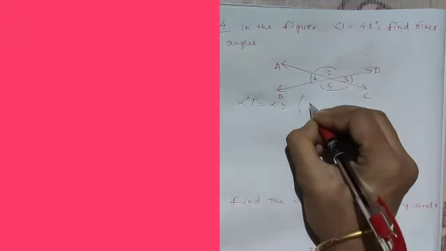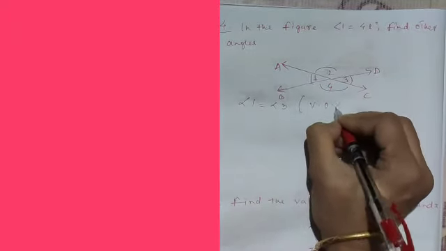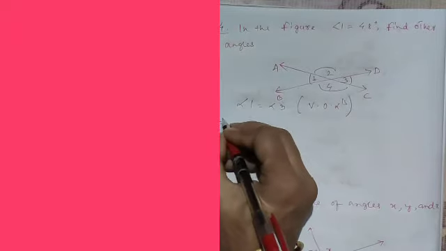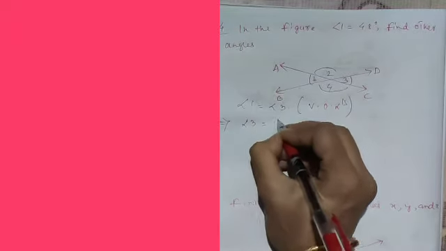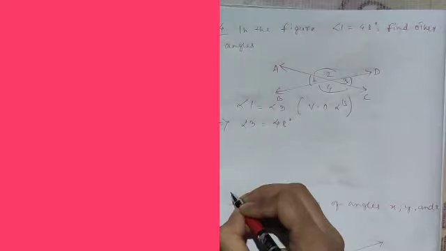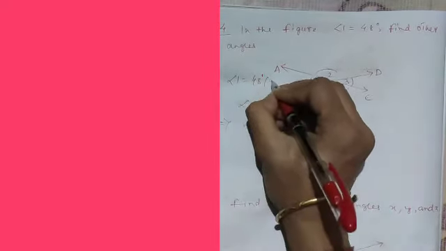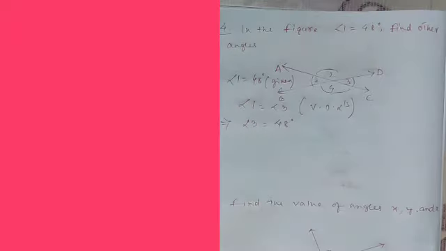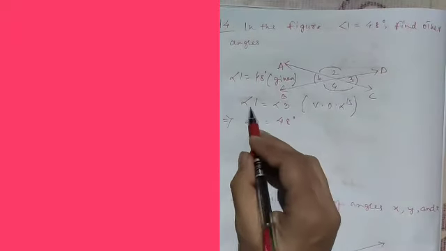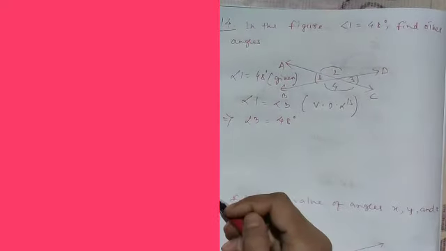Why? Because vertically opposite angles. Done. So angle 3 automatically is going to be 48 degree, because angle 1 is given 48 degree. This is given. Angle 1 is equal to 48 degree is given. Angle 1 is equal to angle 3, vertically opposite angles. So angle 3 is also 48 degree.